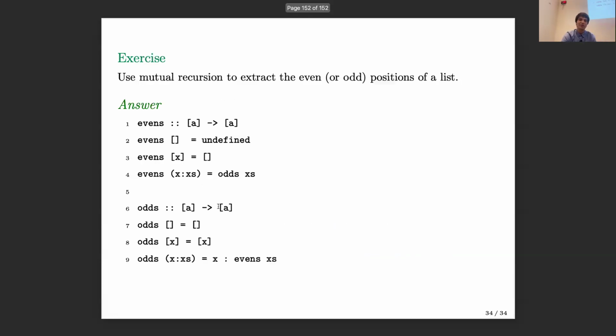Here's something you can try at home: write a mutually recursive algorithm for extracting the odd or even parts of a list, right? So give that some thought. Oh, the answer is there, so try not to look at it.